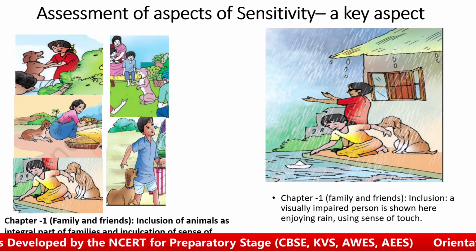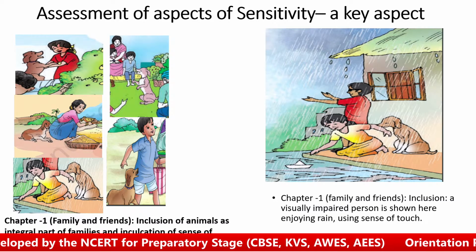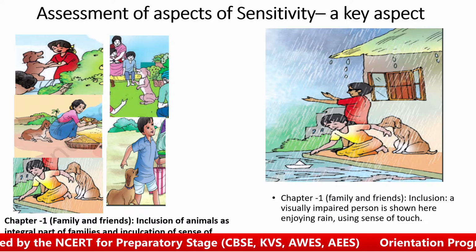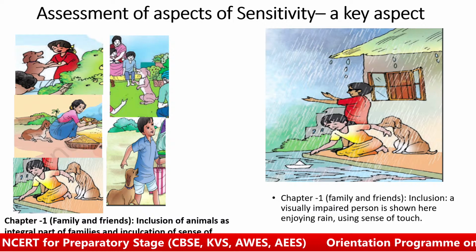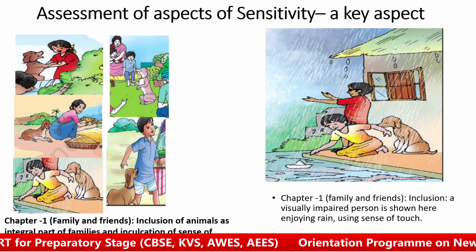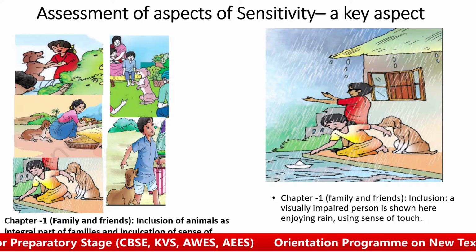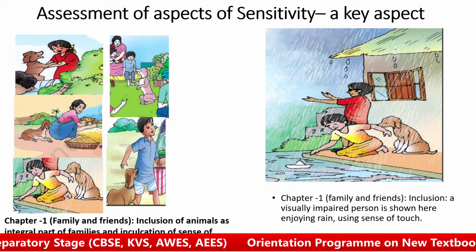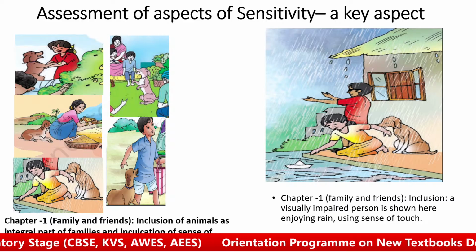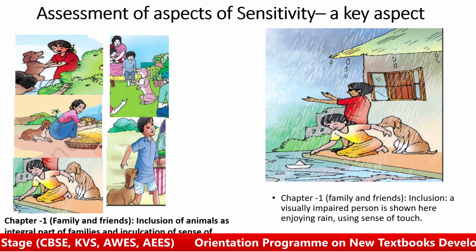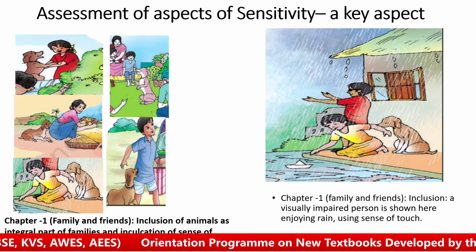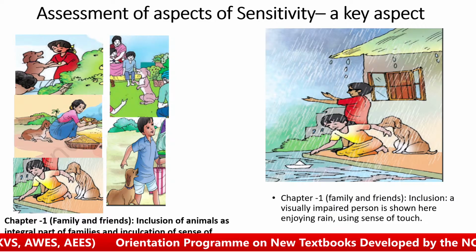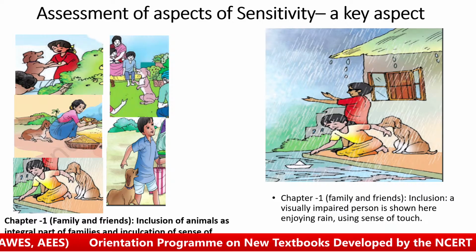So suppose these pictures are given, we can ask children to write down their observations. How do they feel when such pictures are given? Do they have pets at their home? How do they treat their pets? And through that, based on a particular scale, based on a rubric, we have to make a fair assessment of how sensitive they are to their pets and to other things in nature.